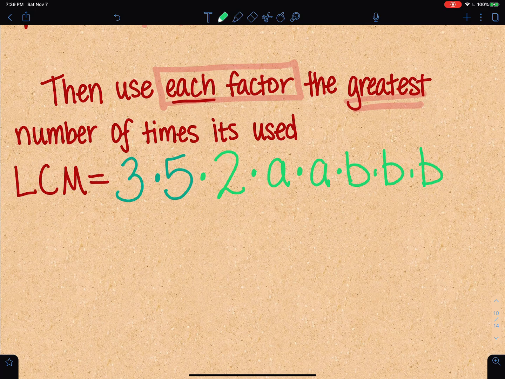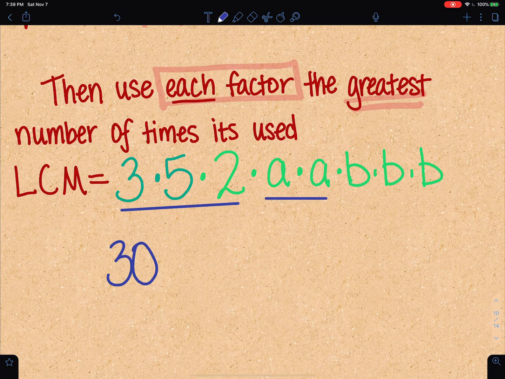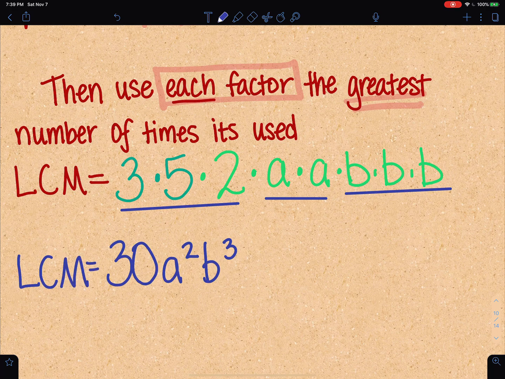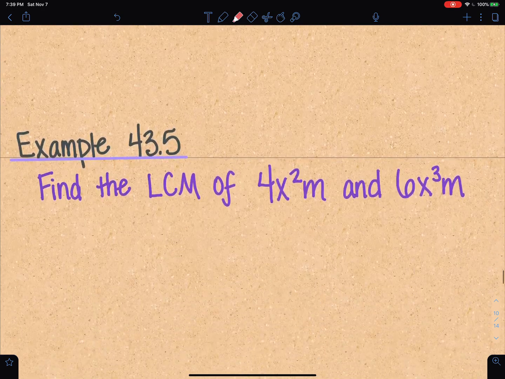And I just basically multiply it out. So 3 times 5 is going to be 15 times 2, so it's going to be 30. A times A is going to be A squared. And B times B times B is going to be B cubed. So my LCM is equal to 30 A squared B cubed. Okay? Whew, we did it. But it was not so bad, right? Once you know how to do it with numbers, then you know how to do it with variables.